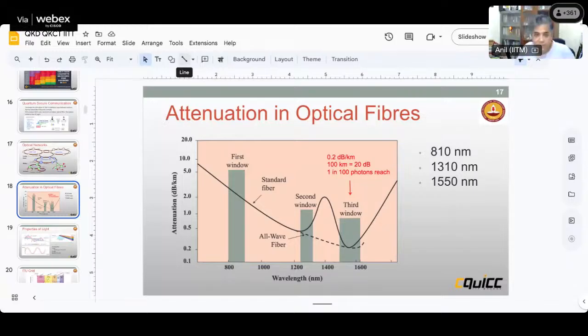So I'm assuming you can now see the picture I was drawing, right? Yes, we can see. What I was calling the windows. This is the attenuation of optical fibers. You have the first window, the second window, and the third window. And this is the math that I had done for you. 100 kilometers in the third window means 1 in 100 photons will reach.